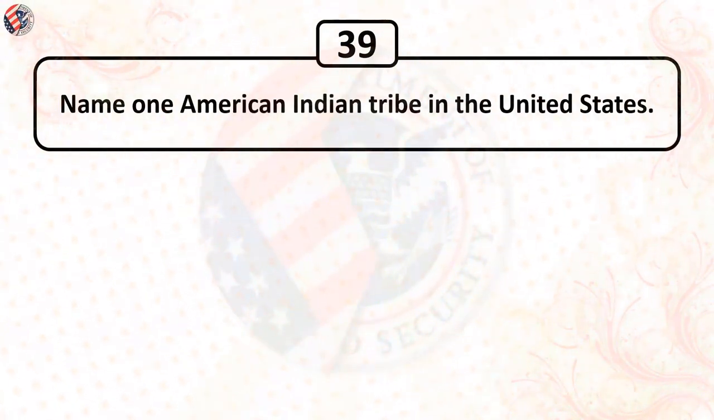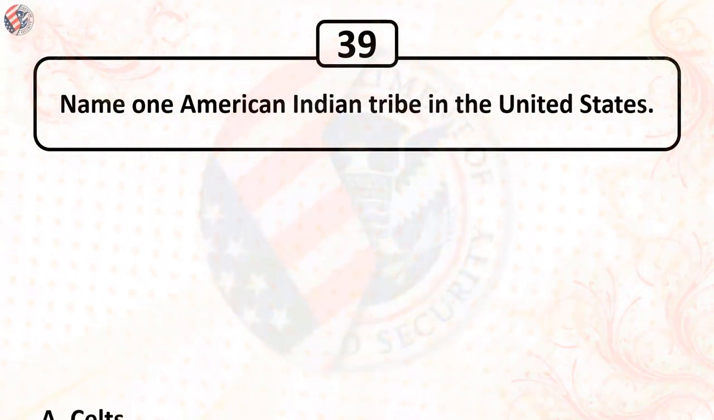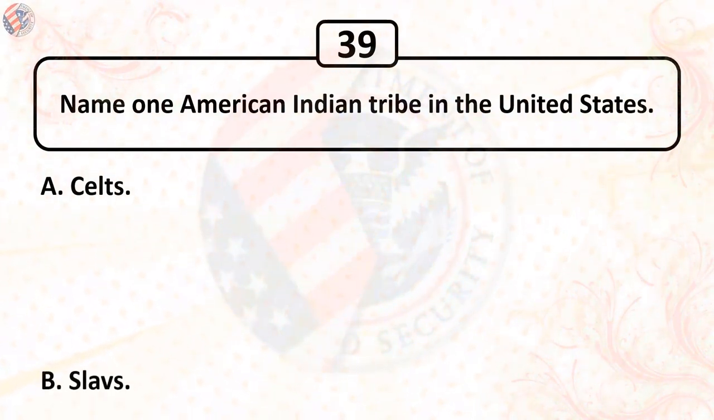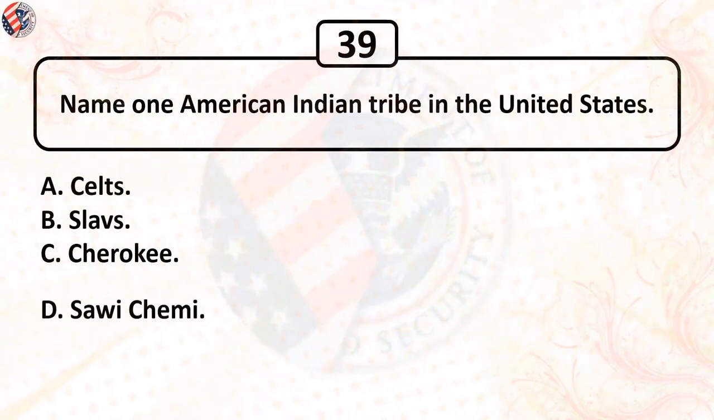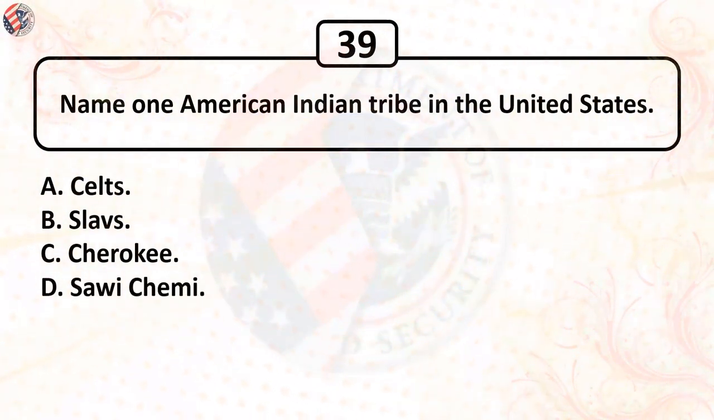Name one American Indian tribe in the United States. A. Sauks. B. Slavs. C. Cherokee. D. Sekame.